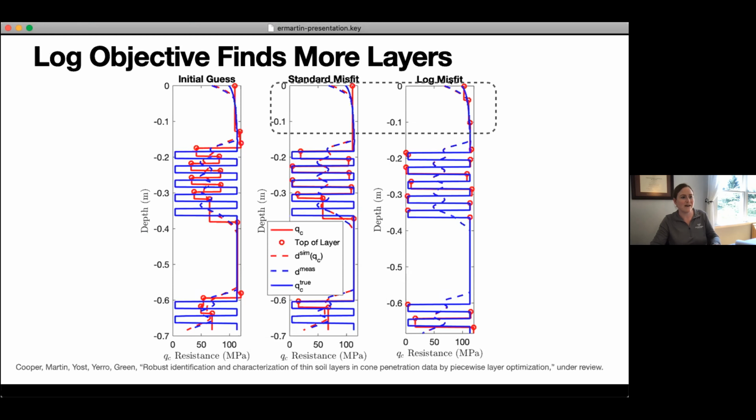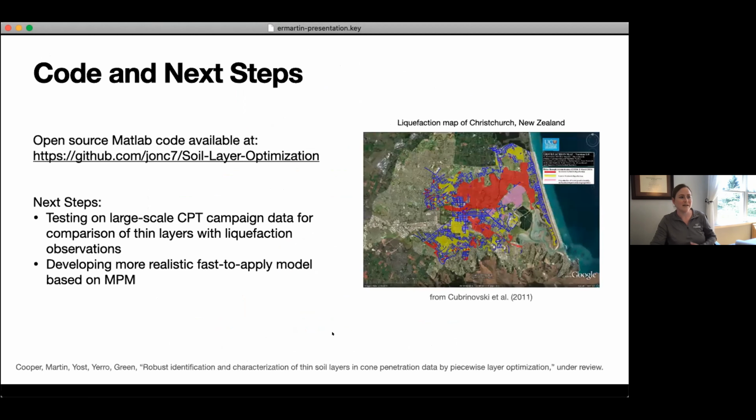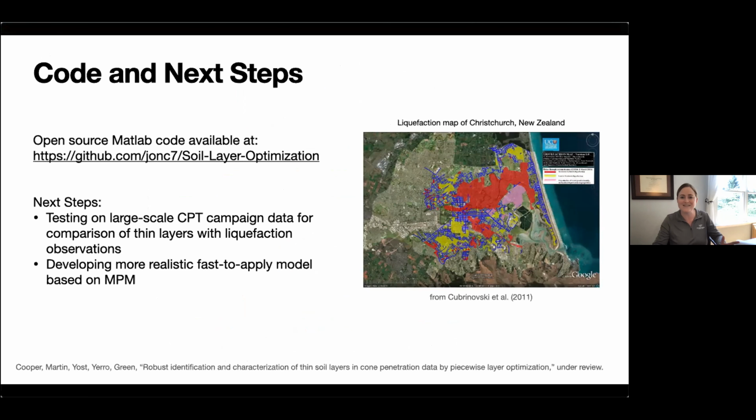Up at the top, there are still some unusual features as far as capturing those gradients that we're trying to work on. Here, we're pretty good in all of these layers, a much bigger improvement down here, and better down at the bottom. We've released open source code here on GitHub for this optimization procedure if you want to test it out or build on it, adjust it.